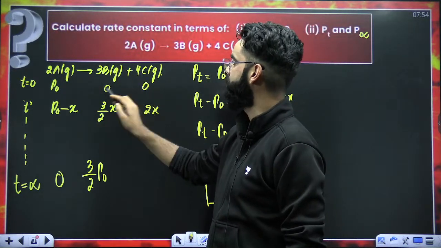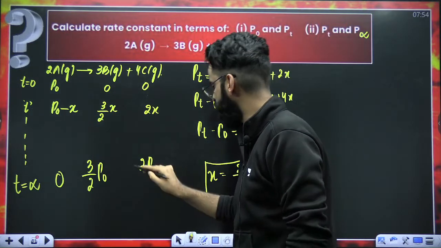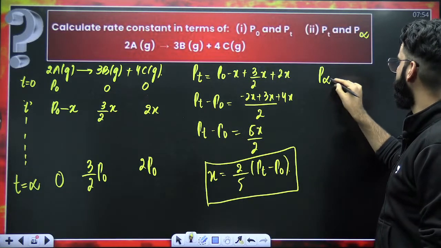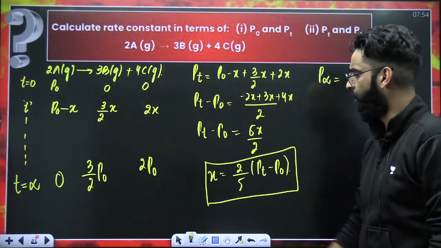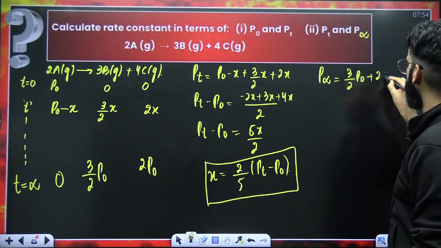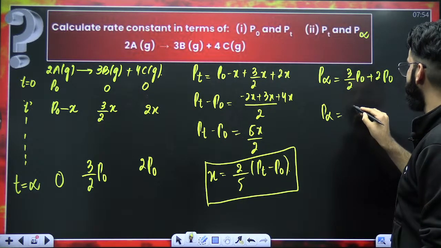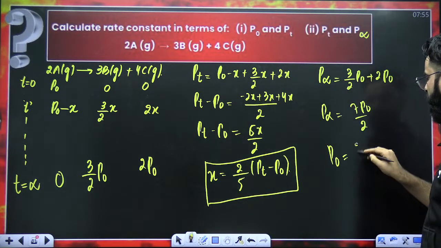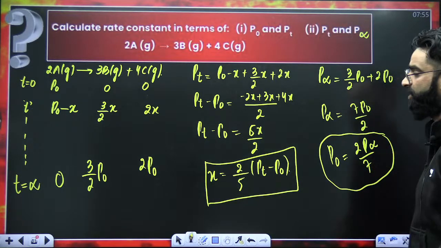2 moles gives 4 moles. 1 mole gives 2 moles. So P naught is going to give us 2 times P naught. This is the pressure due to C at infinity. So if I ask you, what about the total pressure of the system at infinity? Total pressure at infinite time will be equal to P naught, plus 3 by 2 P naught plus 2 times P naught, right? So P infinite is just going to be 3 P naught plus 4 P naught makes it 7 P naught divided by 2. From this particular expression, you can get the value of P naught, which is going to be 2 times P infinite divided by 7. So you got P naught in terms of P infinite as well.